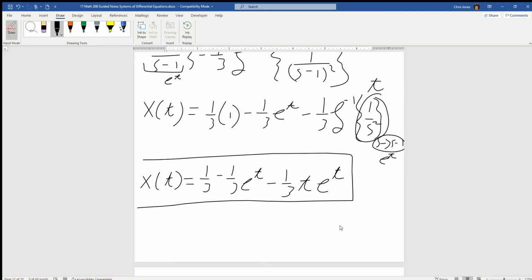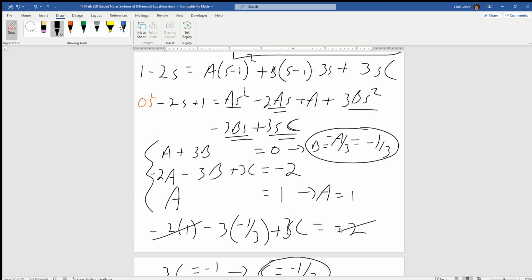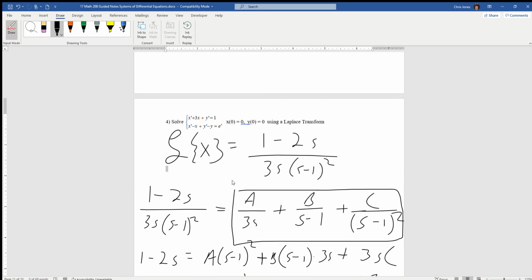Now what we need to do is solve for y. We could do this one of two ways. We could do this whole process of the Laplace transform again, or maybe we can go back to the original equation and we might get lucky that we can solve for y somehow because it's already in terms of x. If we take a look at this first equation, it looks like we can get y prime in terms of x, which is really nice. So y prime is going to be equal to 1 minus x prime minus 3x. Let's hold on to that.